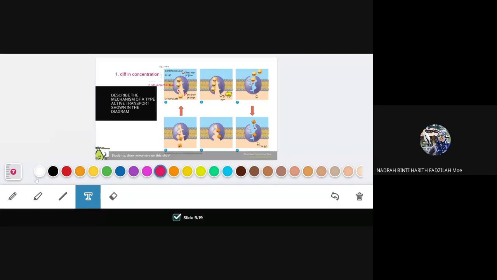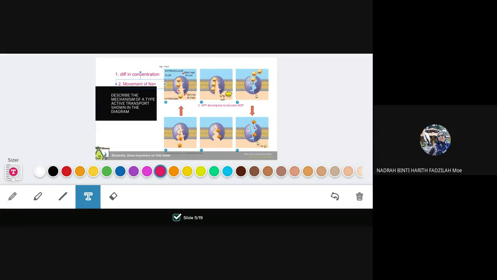And step number 3, cuba tengok step number 3. Step number 3 occurs here. ATP decompose to become ADP. This is step number 3. Okay, gambar yang kedua tapi dah step number 3. Gambar yang kedua, gambar yang ketiga. Kalau saya cepat sangat, please stop me, okay?